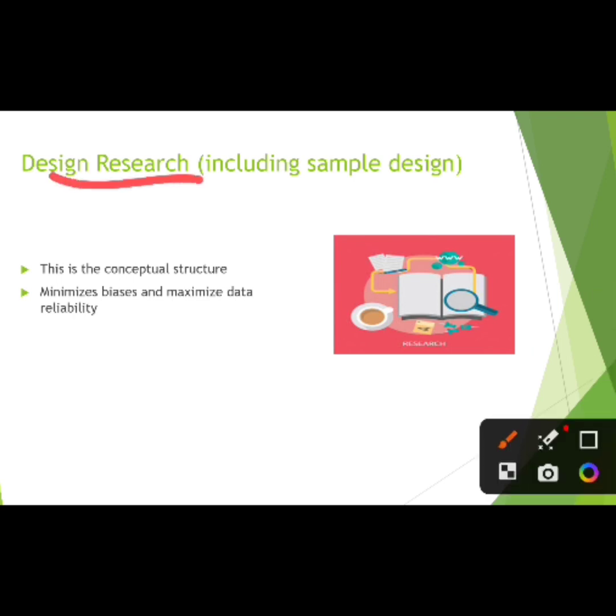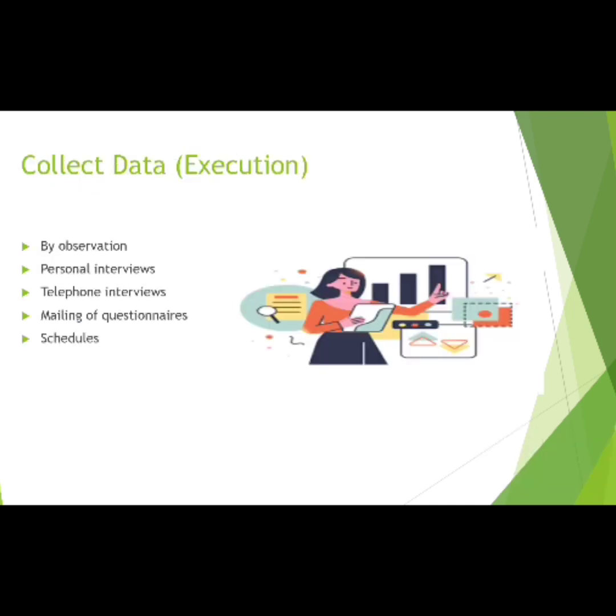Next, design research. Research design is the most important process, in which it includes the sample design. Whatever population we have to study, that is known as sample design, meaning the specific number of population. This is the conceptual structure, to minimize biases and maximize data reliability. Through it we can formulate and make a format of our research, so that we get the framework of how we have to perform our research. So research design includes population, sample size, methods of research, various techniques of research, software, tools, etc.